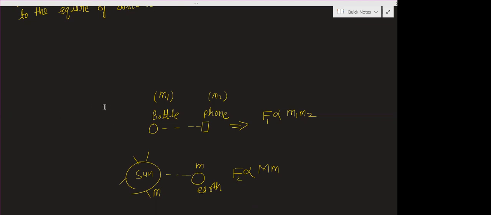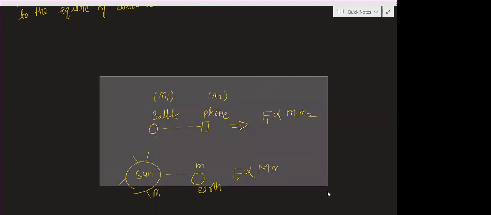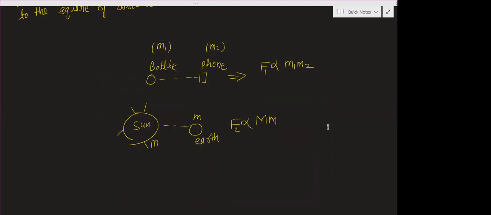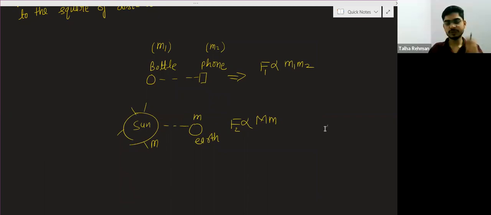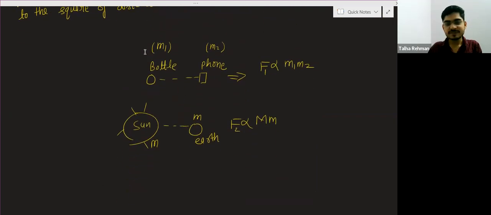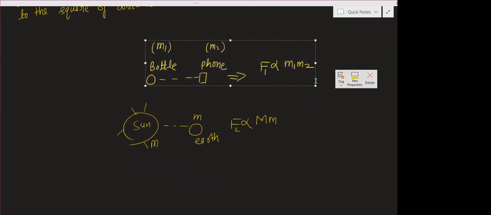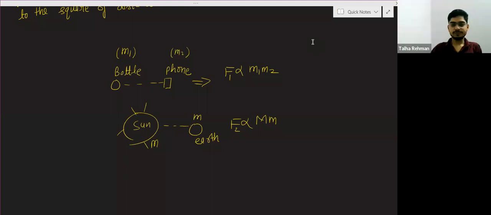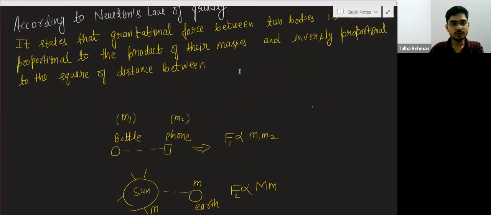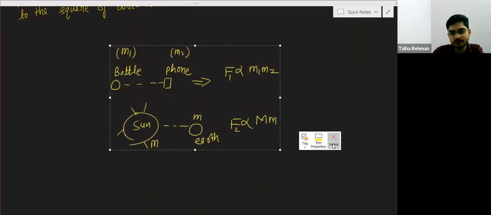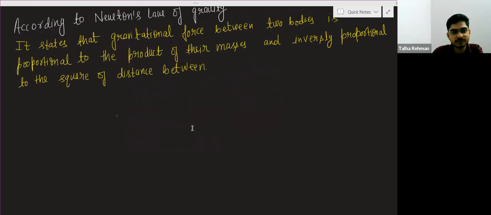Sir, from next lesson, can we do questions on this? Okay, we can do the questions. First understand, then we will do the questions. M1 and M2. So, have you understood this? Yeah.